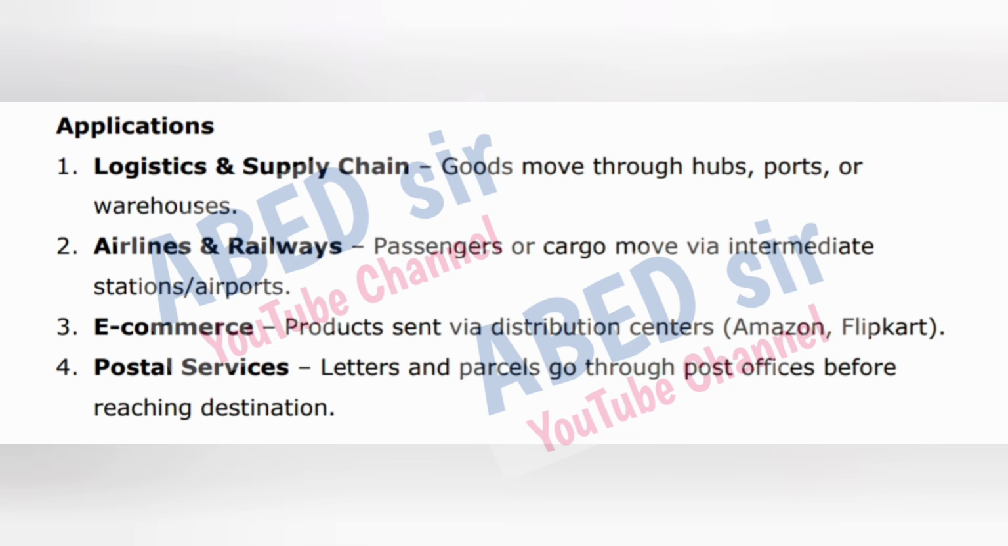Applications. 1. Logistics and supply chain: goods move through hubs, ports, or warehouses. 2. Airlines and railways: passengers or cargo move via intermediate stations or airports. 3. E-commerce: products sent via distribution centers, Amazon, Flipkart. 4. Postal services: letters and parcels go through post offices before reaching the destination.